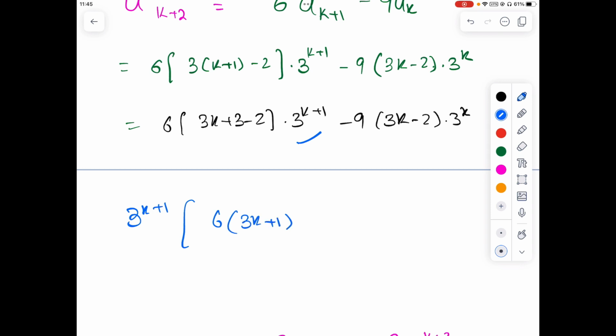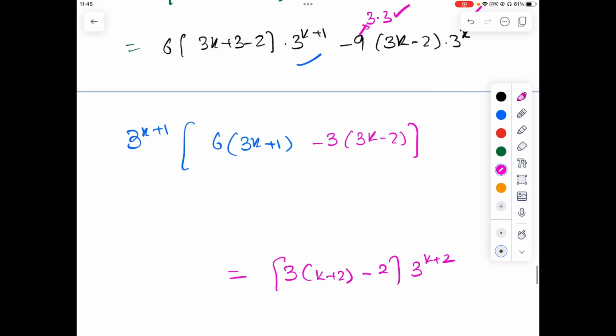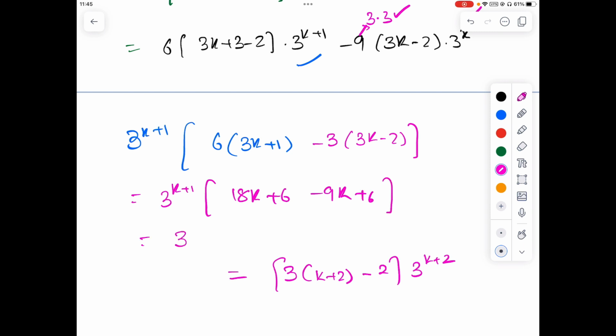From where will this 3 power k plus 1 come over here? Because 9 can be written as 3 times 3. That 3 and 3 power k will become 3 power k plus 1. So what am I left with? Negative 3 times 3k minus 2. So it becomes 3 power k plus 1 times 18k plus 6 minus 9k plus 6. So it becomes 3 power k plus 1 times 9k plus 12.